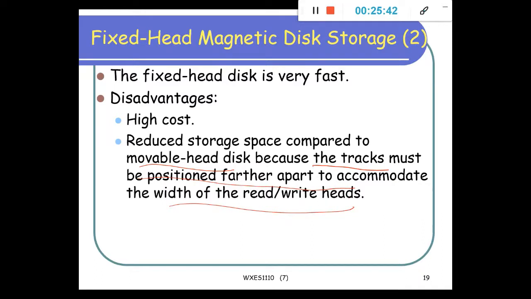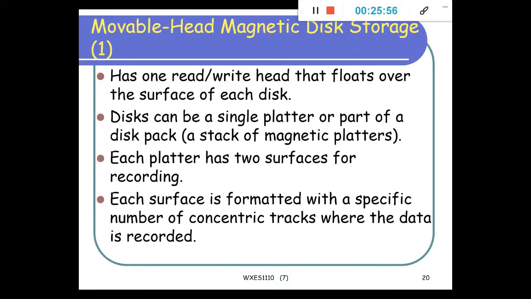Okay, because of that you have an unequal circle between each track, so the tracks must be positioned farther apart to accommodate the width of the read-write heads. Okay, so mobile magnetic hard disk storage has one read-write head. So we go into the movable head magnetic disk storage.